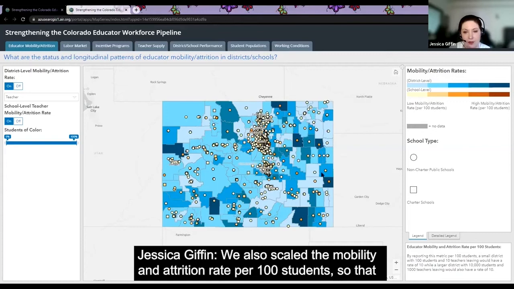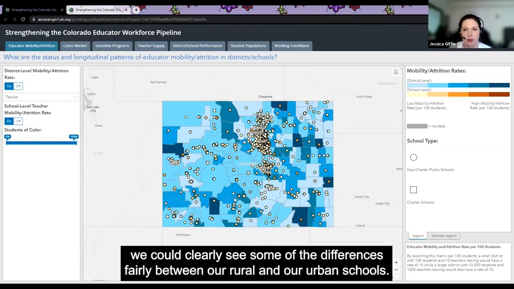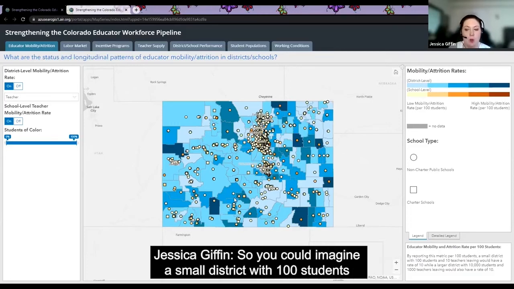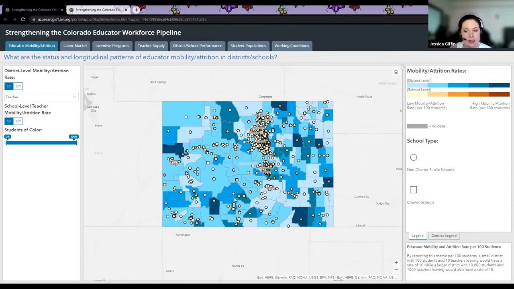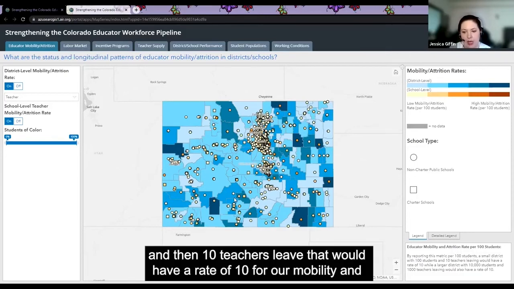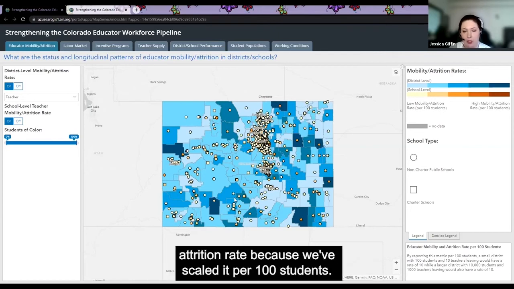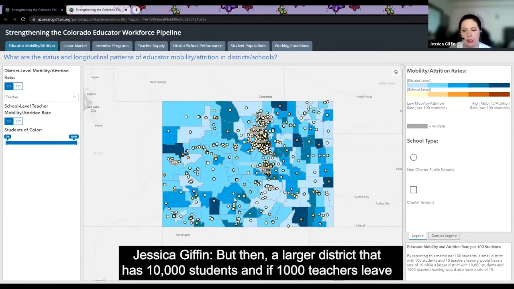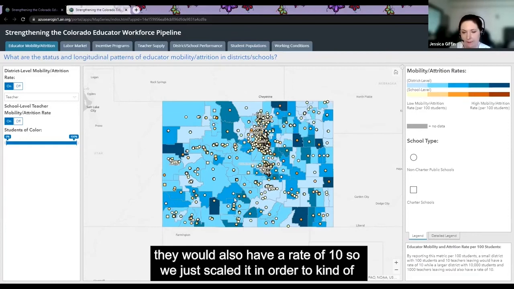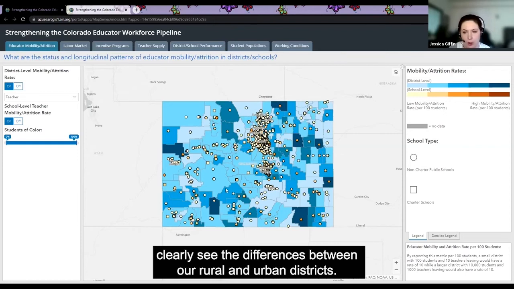We also scaled the mobility and attrition rate per 100 students so that we could clearly and fairly see some of the differences between our rural and our urban schools. So you could imagine a small district with 100 students where 10 teachers leave, that would have a rate of 10 for our mobility and attrition rate because we've scaled it per 100 students. But then a larger district that has 10,000 students, and if 1,000 teachers leave, they would also have a rate of 10. So we just scaled it in order to clearly see the differences between our rural and urban districts.